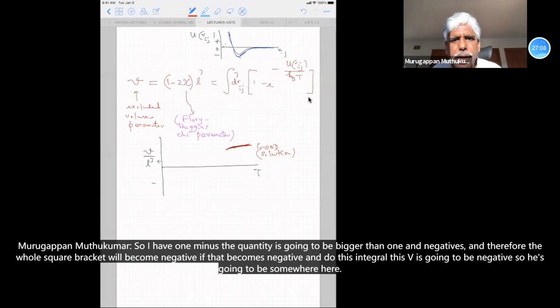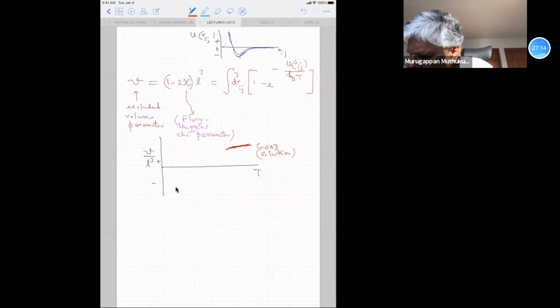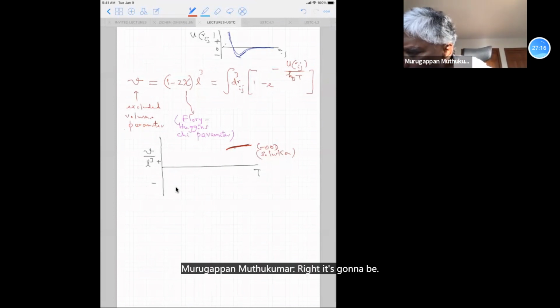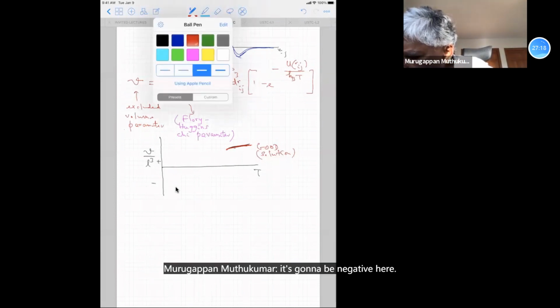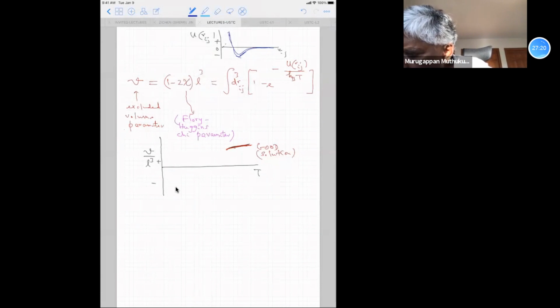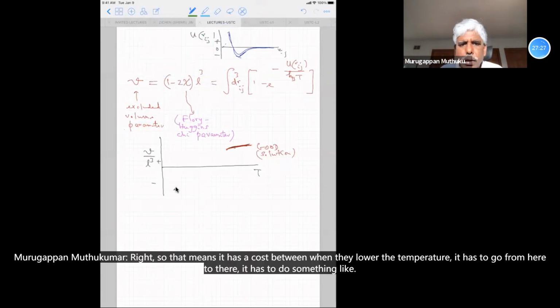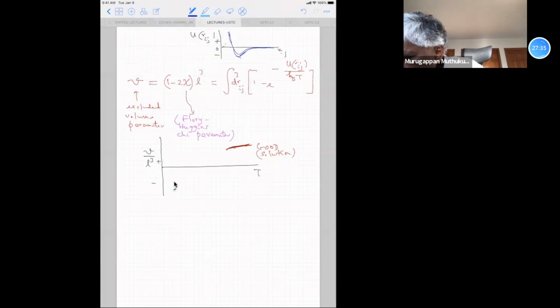If that becomes negative and you do this integral, this V is going to be negative. So it's going to be somewhere here. Right? It's going to be negative here. Let me do this color. Negative. Right? So that means it has a cross between, when I lower the temperature, it has to go from here to there. It has to do something like that.